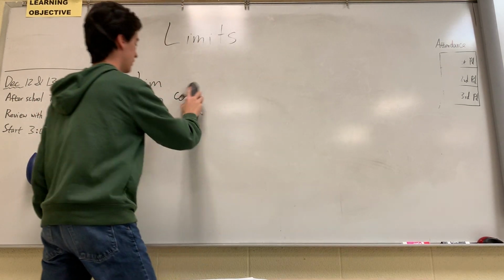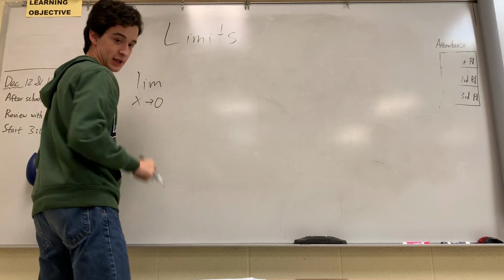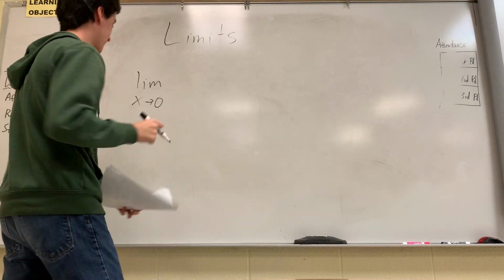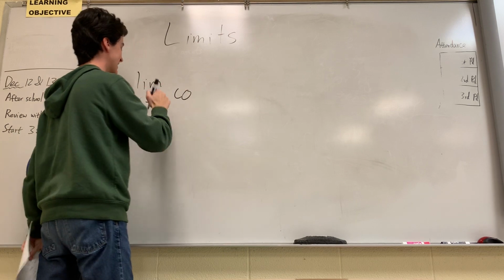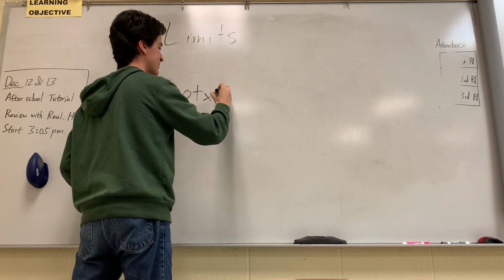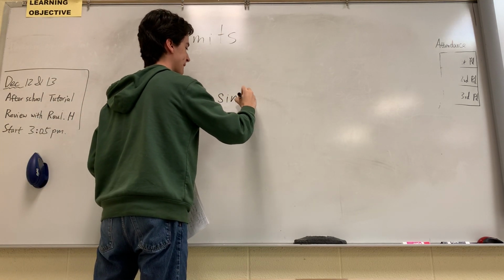Here, I wrote it wrong. So it should be the limit as x approaches 0 of cotangent of x times sine of x.